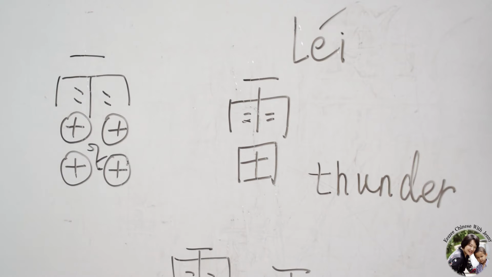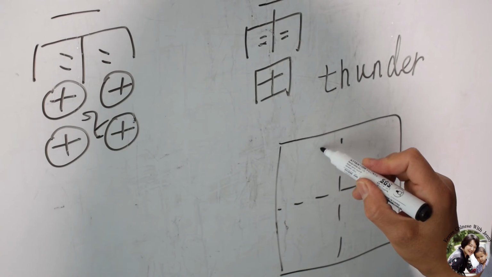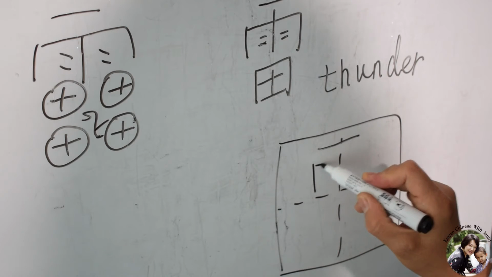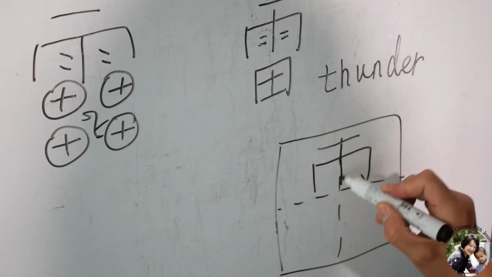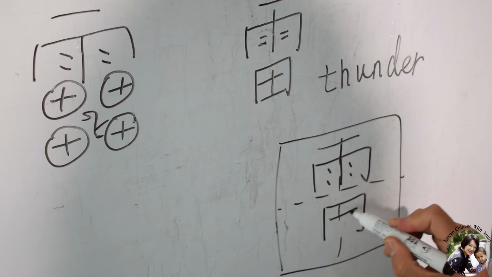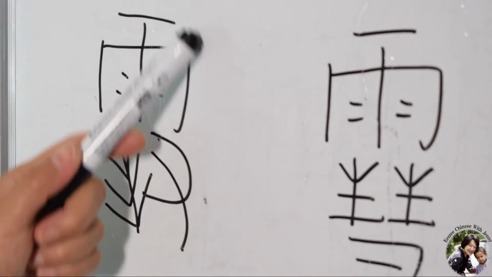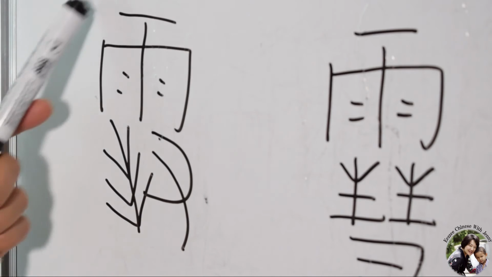Form a phrase, 雷雨天, meaning thunder with rain, a day with thunder and rain. 雷雨天. So you put the rain on the top, in the middle, and 田 on the lower part. 雷, thunder. You can recognize this part, rain, right?